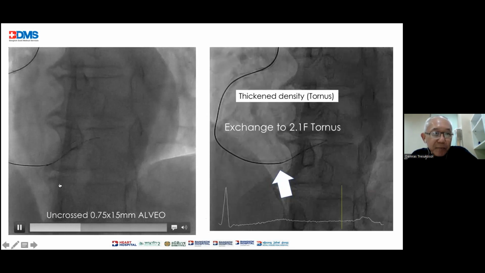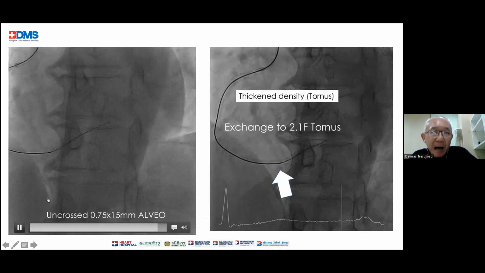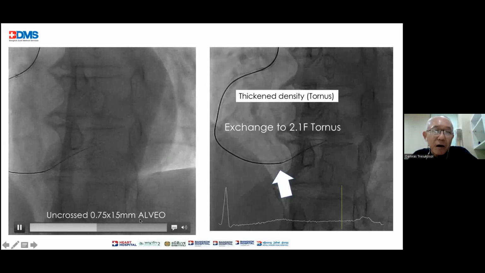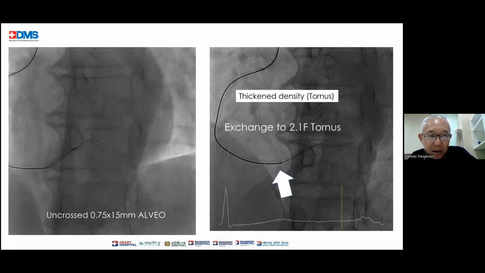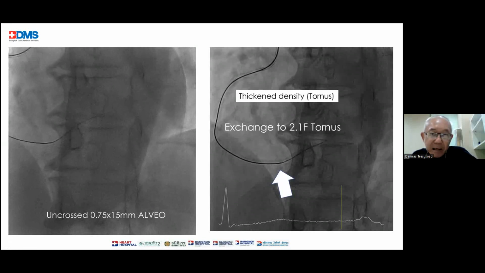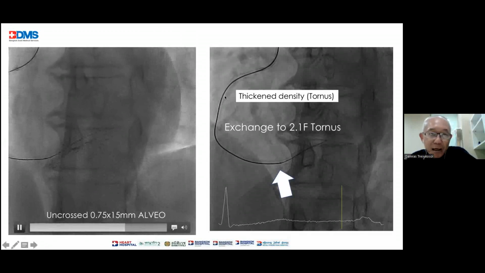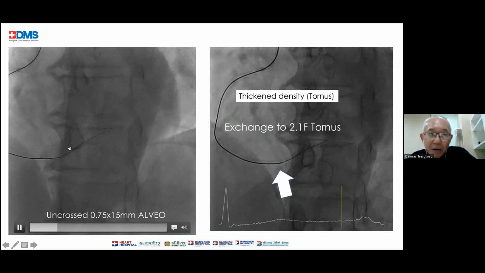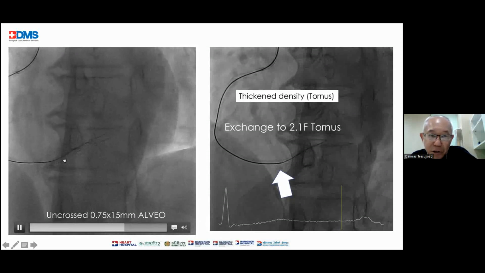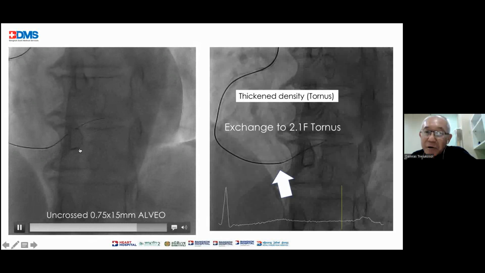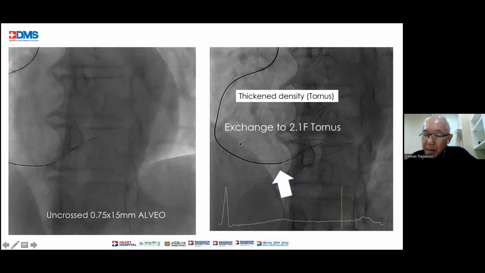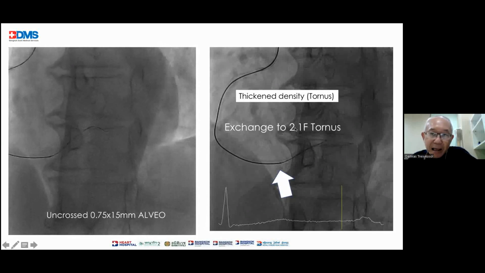So we tried to use Alveo first, but unfortunately, it would not cross. It may cross a little bit. So what shall we do next? I changed to Tornus. Normally for an uncrossable CTO lesion, I try to exchange to rotor wire and do rotablator, but in this case, the landing zone for rotablator may be too short. So I selected the 2.1 French Tornus.